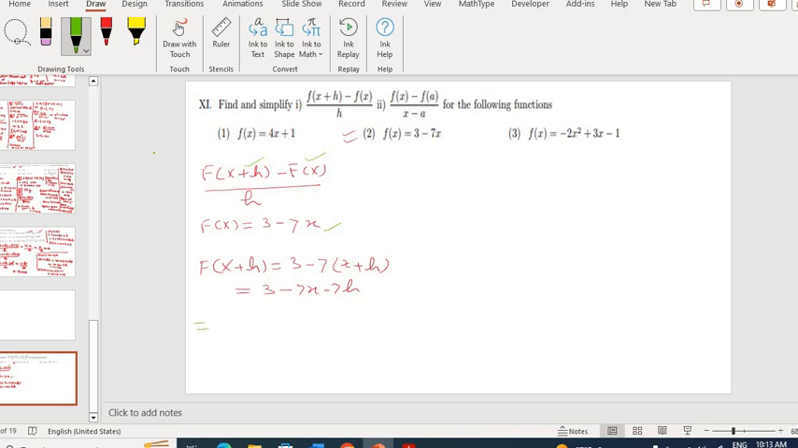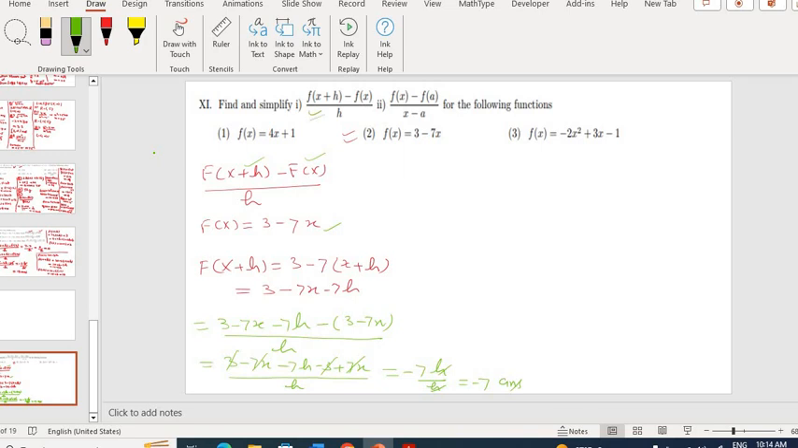That means f of x plus h is 3 minus 7x minus 7h, minus f(x). f(x) is this one, so keep it in the bracket: 3 minus 7x, divided by h. And now simplify whatever you have. Minus 3, minus multiplied by plus 7x, divided by h. Plus 7x minus 7x is cancelled. Plus 3 minus 3 is cancelled. So it is minus 7h divided by h. h is cancelled. So minus 7 is the complete answer.